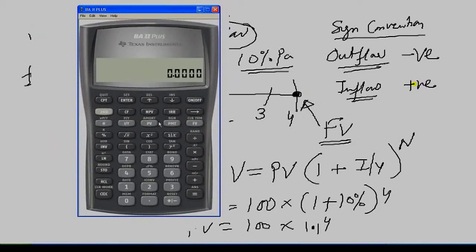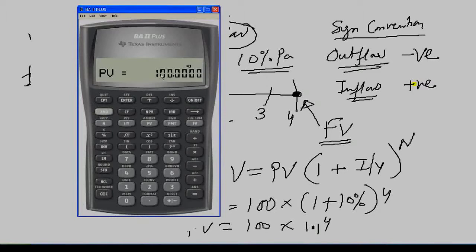So let's use these time value of money functions and solve. I have present value as 100. So what you do is, you first press 100 and then you press this PV. So I have pressed this 100. Now I'll press this PV. So in your calculator now PV is 100.